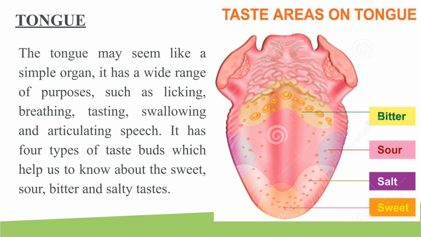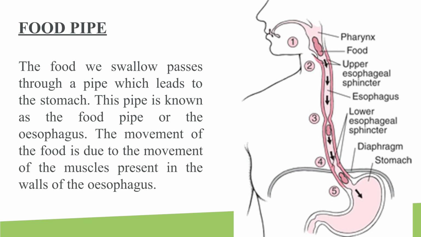The tongue is a simple yet multifunctional organ involved in licking, breathing, tasting, swallowing, and speaking. It features 4 types of taste buds that enable us to perceive sweet, sour, bitter, and salty tastes. The food pipe, or esophagus, is a tube connecting the pharynx to the stomach. Swallowed food moves through it via muscle movements in its walls. This muscular action helps transport food down to the stomach.